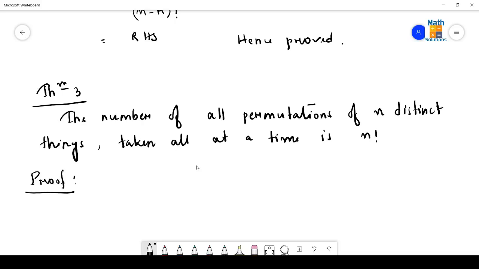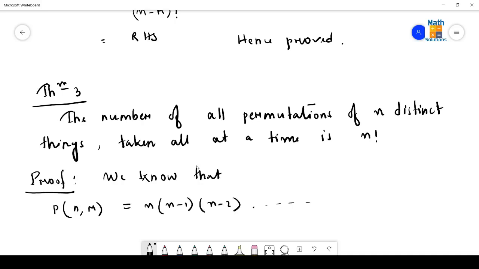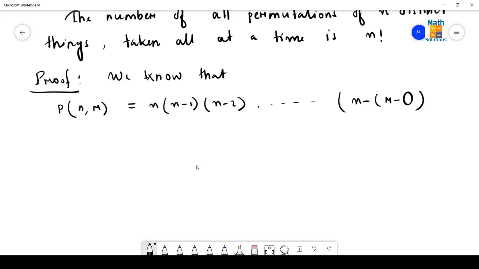So coming to the proof part, we already know that, means the first theorem I want to state once again. We know that PNR is equal to n into n minus 1, n minus 2, continuation up to n minus r minus 1. Yes or no? In the first theorem only I got it. So coming to the next steps, let us first delete this part.